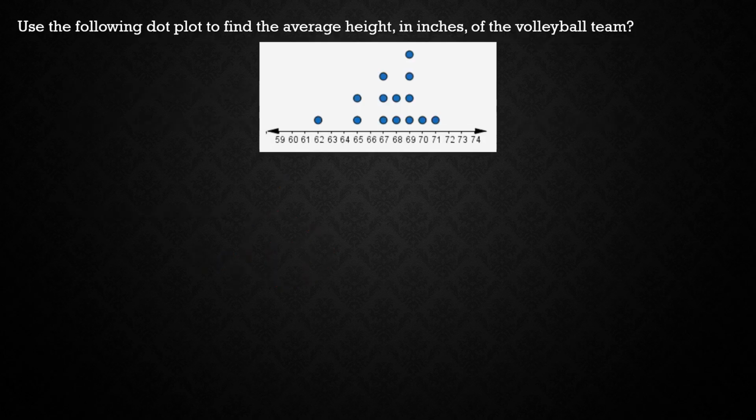Now, when you are finding the average from dot plots, it's the same exact process, except you don't have a list of numbers. You have to use your dot plot to determine what those numbers are. So this dot would represent 62. I would have two 65s because I have two dots above 65. Here I would have 1, 2, 3 67s. I would have 1, 2 68s.